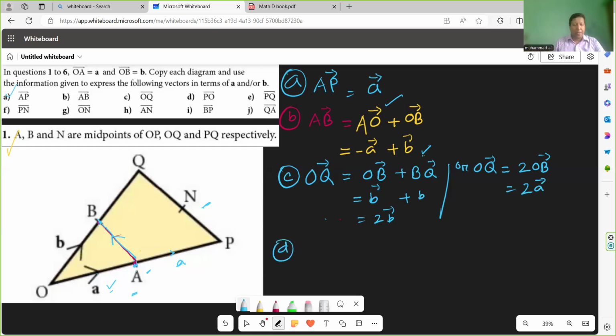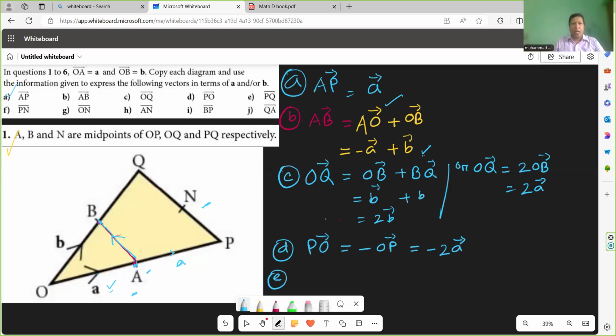Now D number, PO. PO equals negative OP, right? PO equals negative OP. So minus OP equals minus 2 times OA, so it will be minus 2A vector.